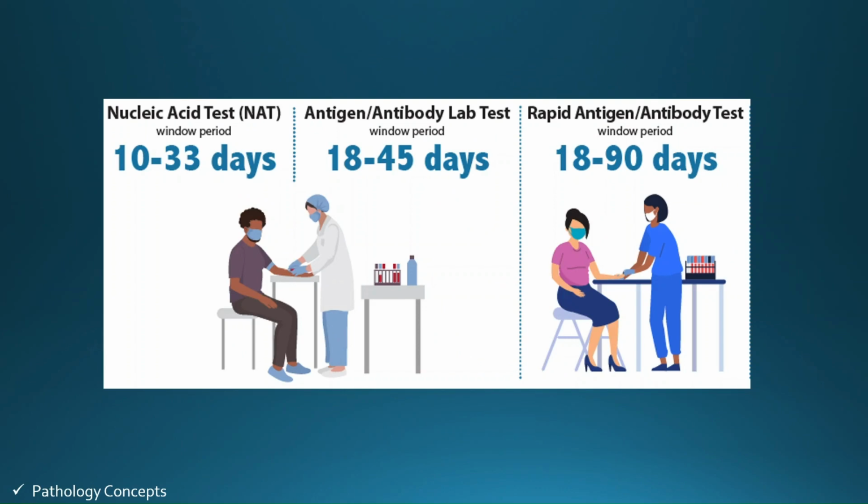This picture shows a different window period for the different tests. Like for the NAT, the window period is 10 to 33 days. For the antigen antibody laboratory test, the window period is 18 to 45 days. And for the rapid antigen antibody test, the card method, the window period may be slightly more than all other methods, up to 90 days.